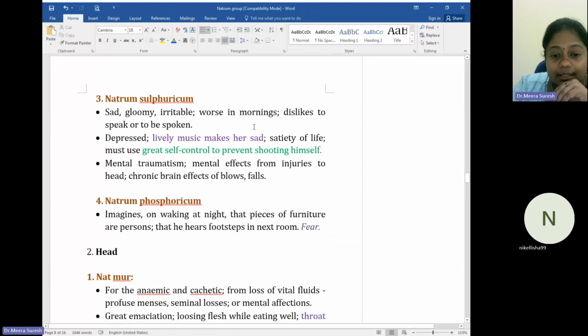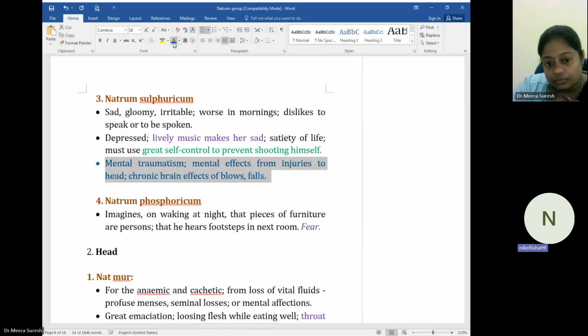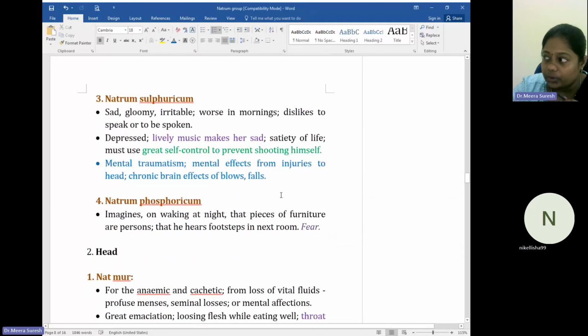This is an important sentence in Natrum sulf. He is having satiety to life and must use great self-control to prevent shooting himself. Then there can be mental traumatism, mental effects from injuries to head. So satiety of life, that means he's content with life, or he's done with life.